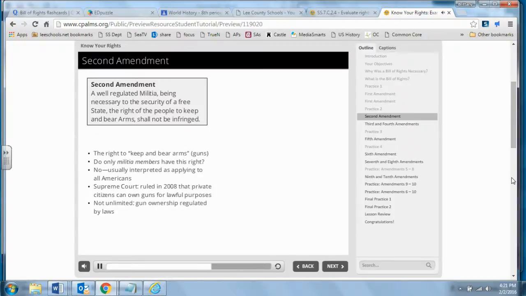The right to bear arms is not unlimited. Gun sales and ownership are regulated by numerous laws. Can a small child walk into a store and buy a gun? How about someone convicted of multiple felonies? The answer is no in both cases.